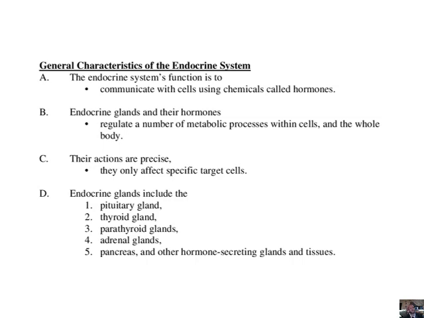Then in C, I just want to pick up the idea of a target cell or target organ. Please remember that your hormones don't randomly float around in the blood. Let's say you want to release a whole bunch of glucose from your muscles, but then all of a sudden glucagon ends up in the brain. It's very specific. It's not just going to affect any and every cell. Some hormones are less specific in what they affect, but they are still specific, they just affect a wider range of organs.